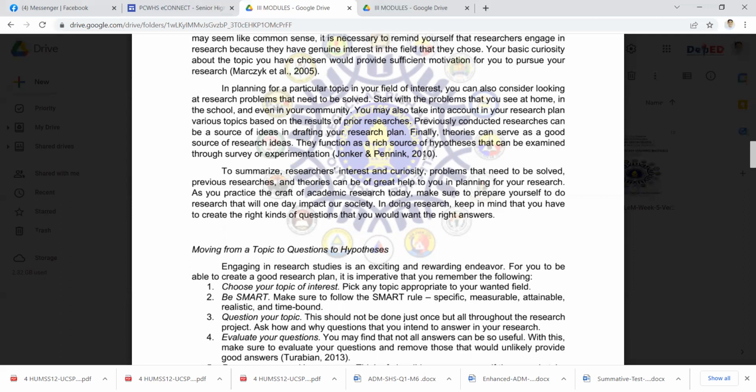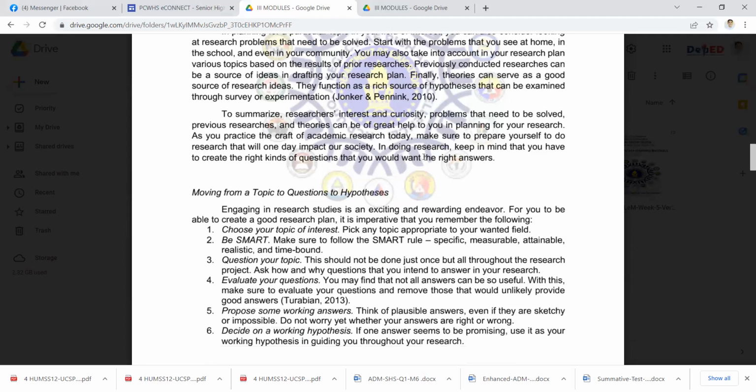Then evaluate your question. You may find that not all answers can be so useful. With this, make sure to evaluate your question and remove those that would unlikely provide a good answer, according to Turabian 2013. Then propose some working answer. Think of a plausible answer. As much as possible, when you are conducting research, think positive, think what your next step is. Of course, always evaluate your question.